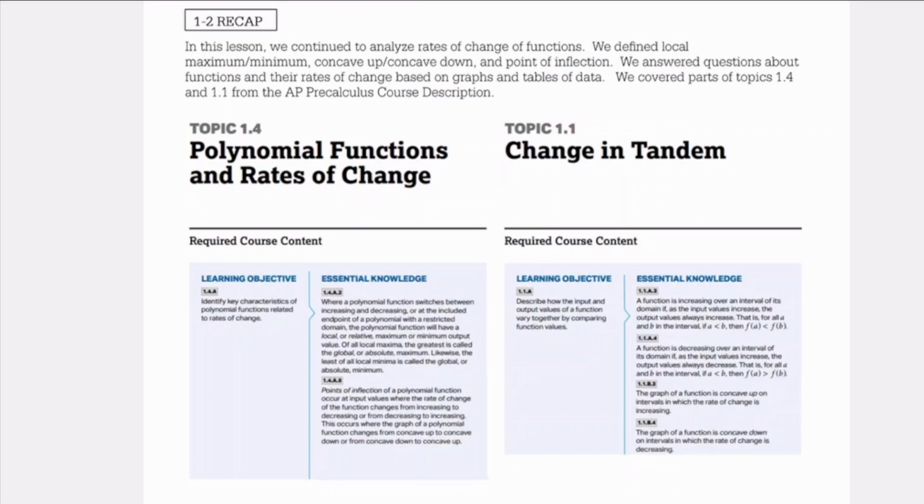Alright, so that's all the examples we've got. In this lesson, we continued our analysis of rates of change. We defined local maximum and minimum, concave up and concave down, and point of inflection. We answered a bunch of questions about functions and their rates of change based on graphs and tables of data. Okay, we covered parts of topics 1.4 and 1.1 from the AP Pre-Cal course description.